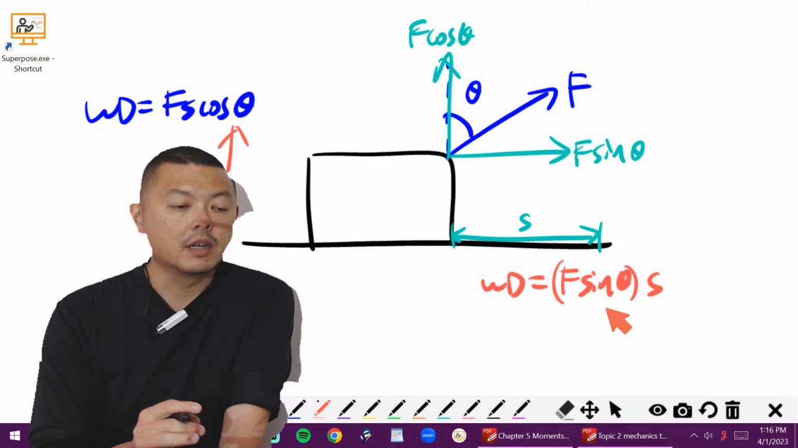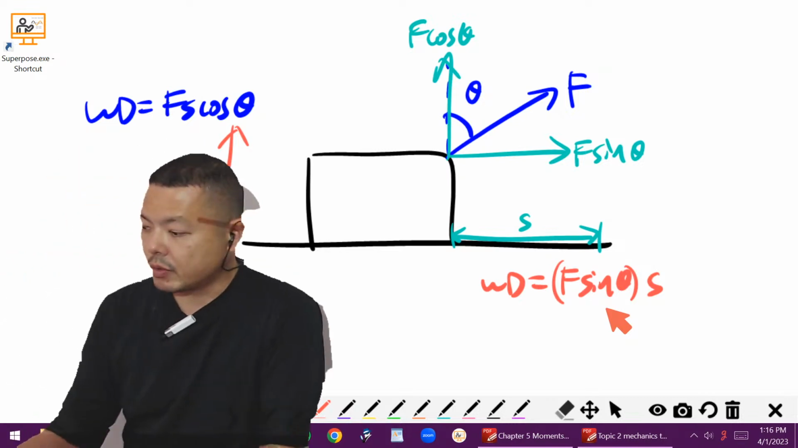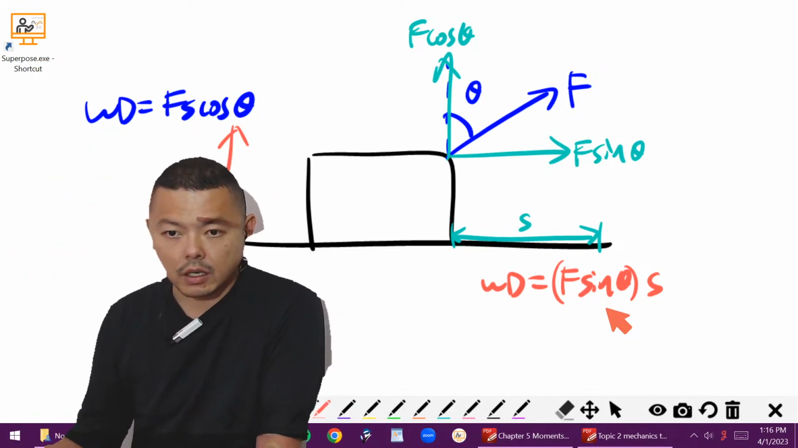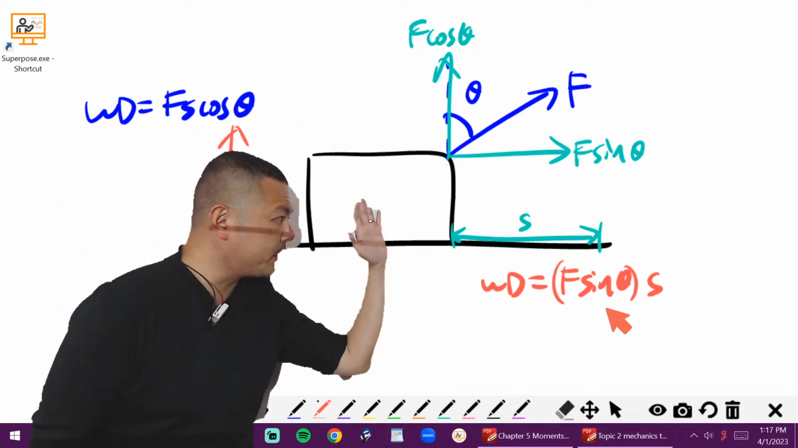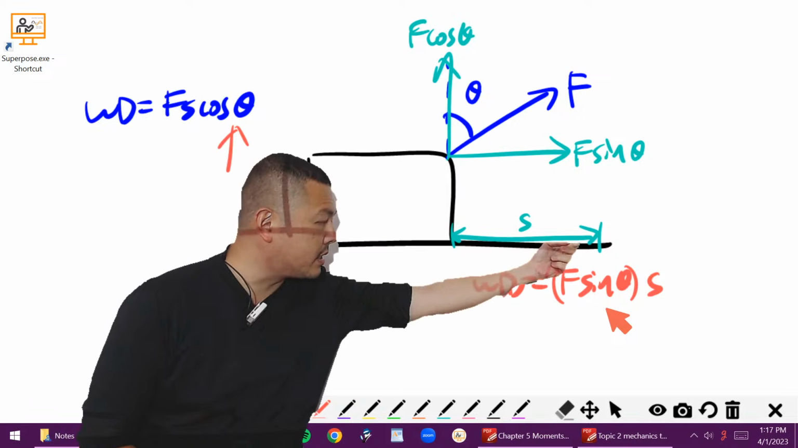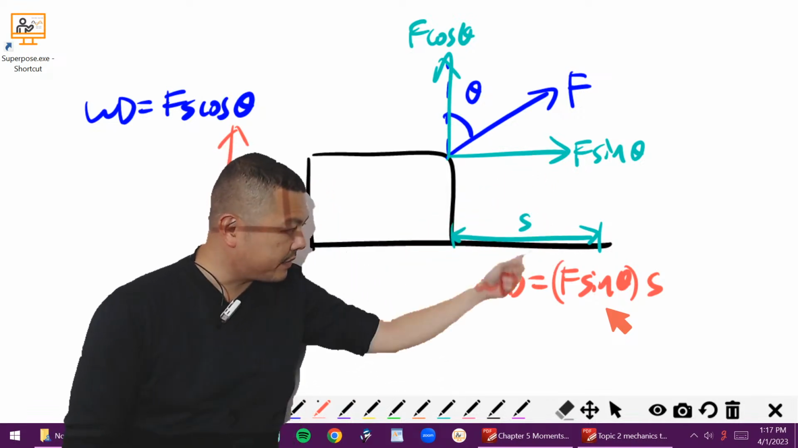So what's the deal here? The deal here is just remember to use the correct component. Just remember to use the correct component. If you see the object is moving towards the right, the displacement is here, then you have to use the F sine theta times s.